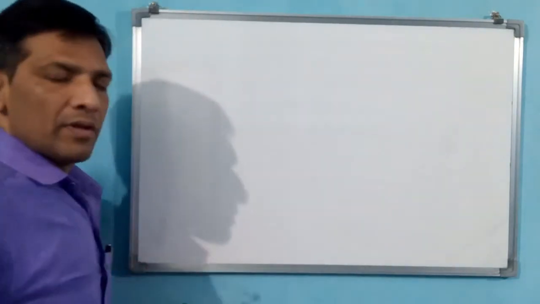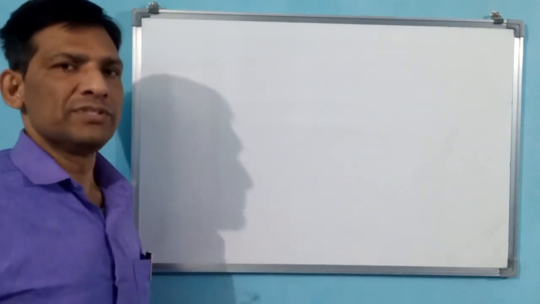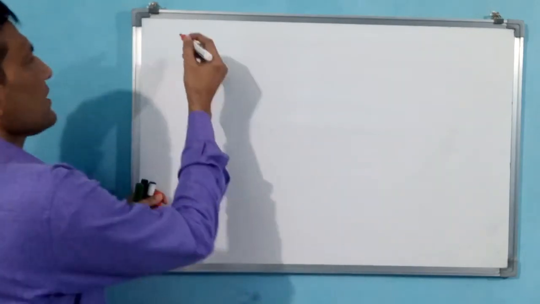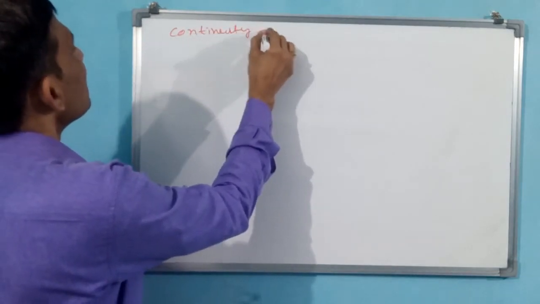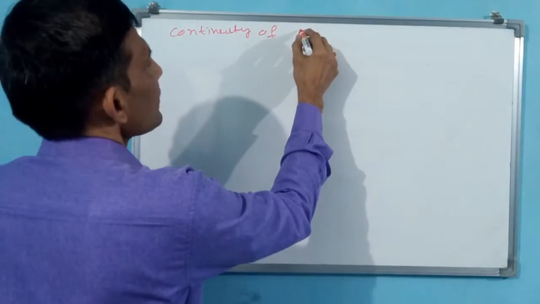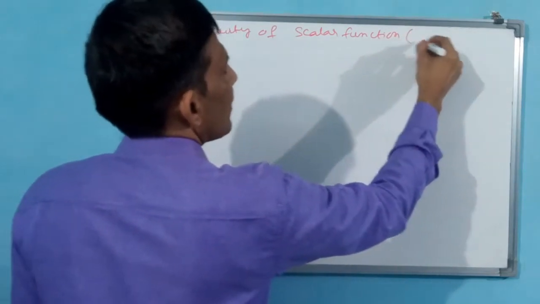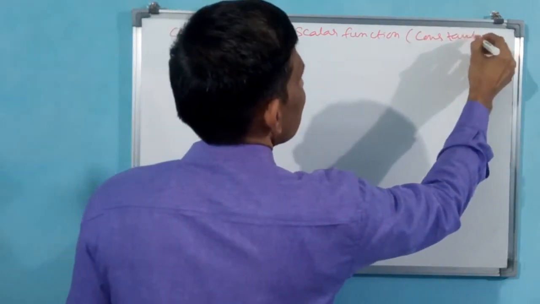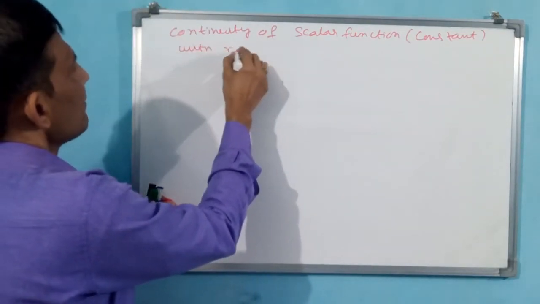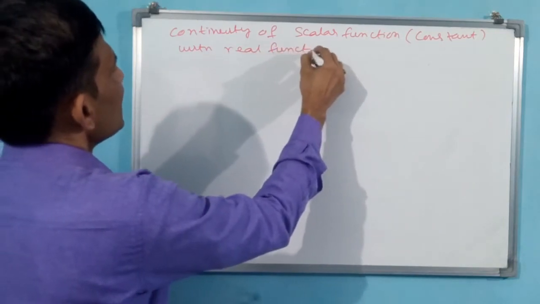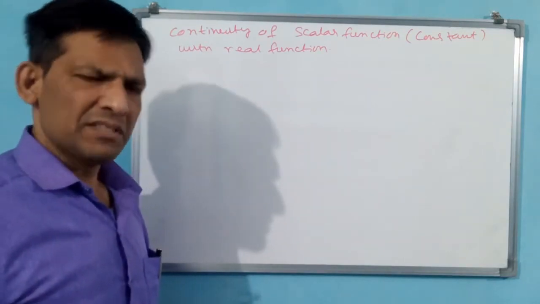Now let us see another function, scalar function. With a scalar function, one other function, a real function, we will see whether continuity will occur or not. Okay, see what I am writing. Continuity of scalar function, or in brackets constant function, with real function or real valued function. See, individually if you take a scalar function, this is continuous, we know very well.